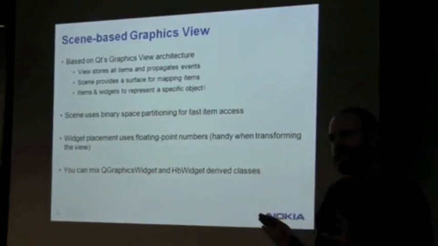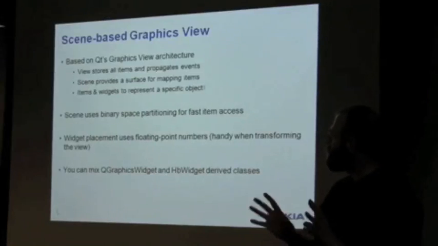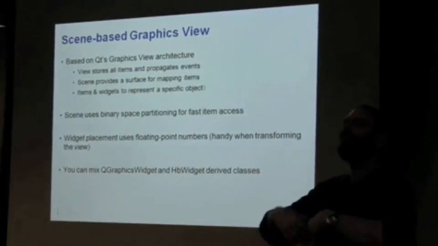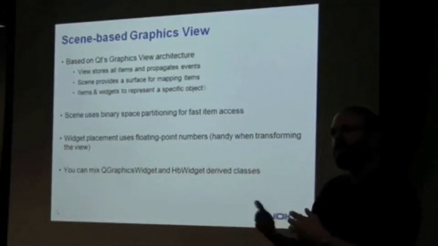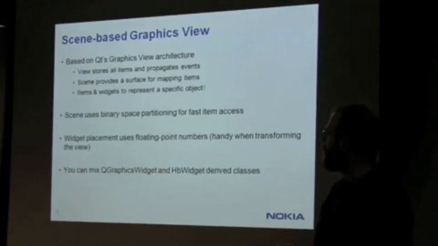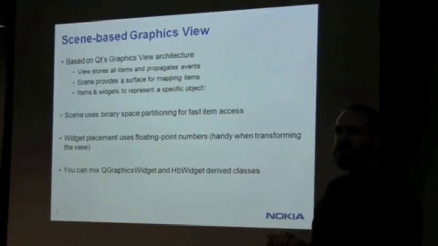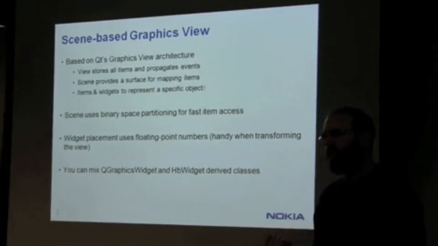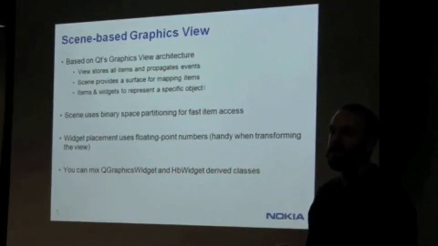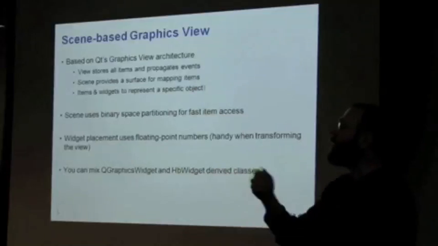All of this is rendered on a scene, and you get some nice things with the scene because you can go ahead and do transforms on the scene to do some of your animations or other manipulations if you want. The scene itself uses binary space partitioning for storing all the positional information, so it's very, very fast.